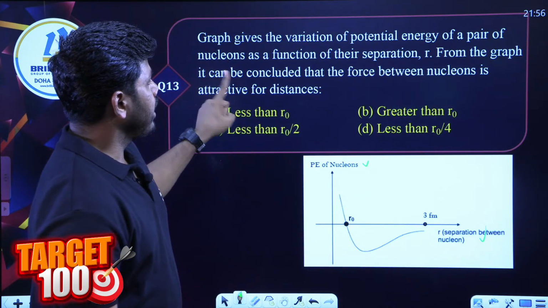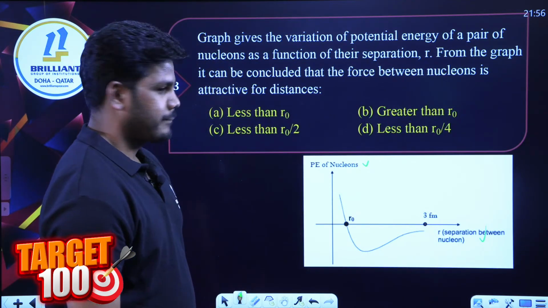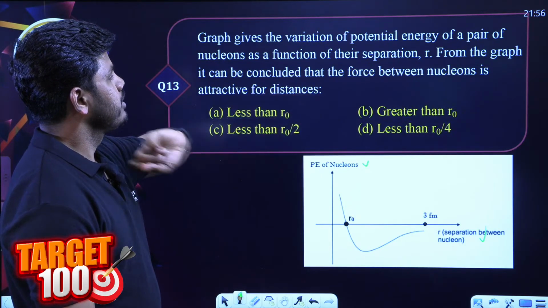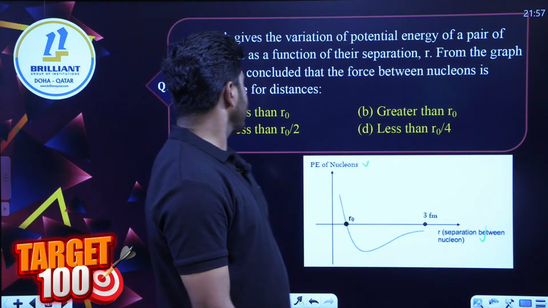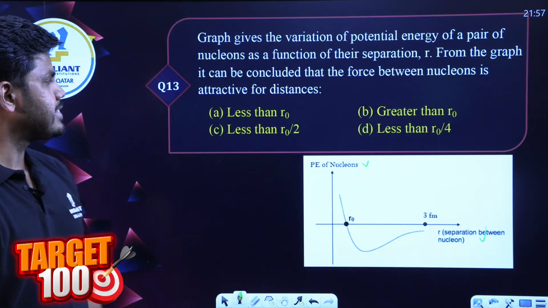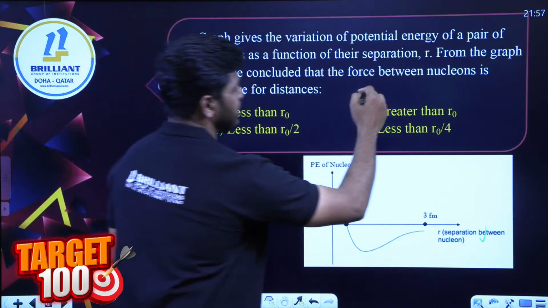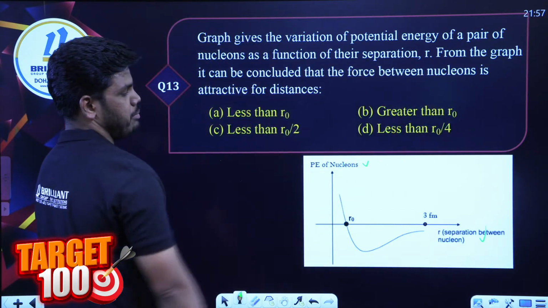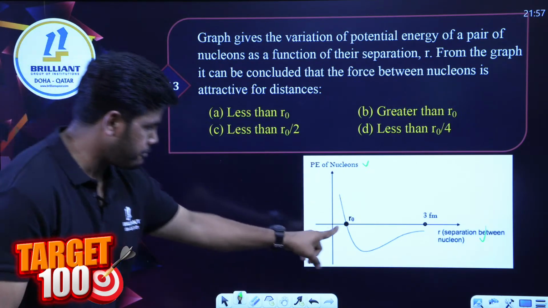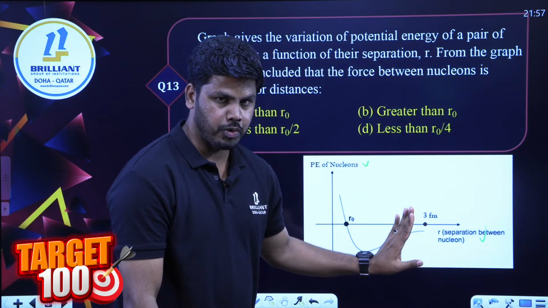The graph gives the variation of potential energy of a pair of nucleons as a function of their separation. R is the separation. From the graph, it can be concluded that the force between nucleons is attractive for a distance. Yes, I got many answers correctly. Between the nucleons, attractive force will be operating when the distance is less than R0. There is a reference point given here, R0, and this is 3 fm. We know the graph, right? How to explain the graph.